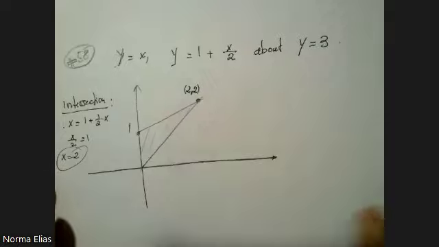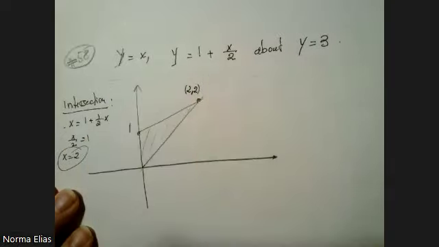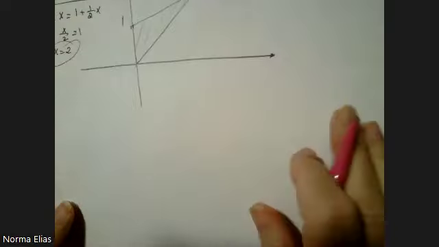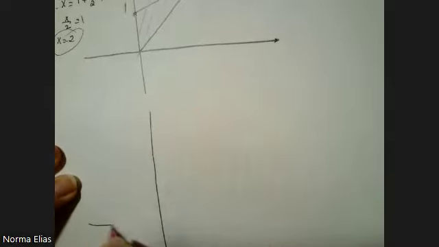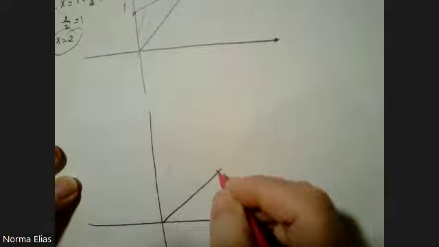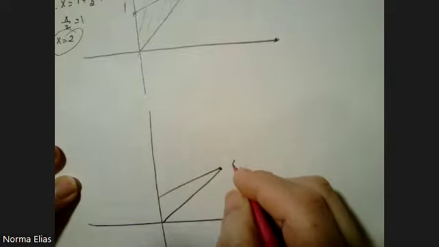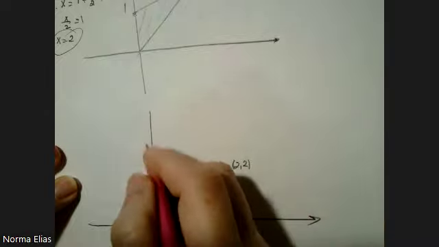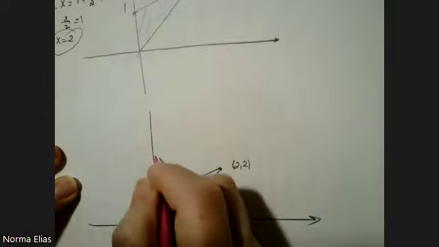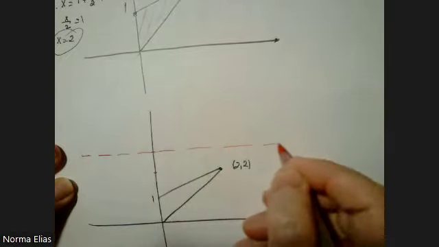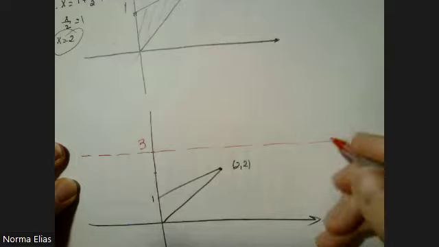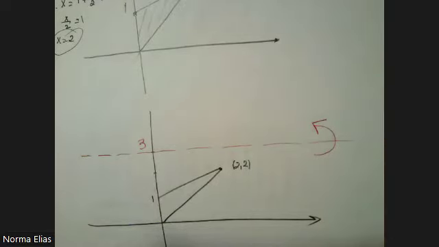And I'm going to rotate around y equal to 3. I'm going to draw it again. So I have this line and that line, and that's the point (2, 2). This is 1, this is 2, so 3 should be here. That's y equal to 3, my axis of rotation. Is everybody with me so far?